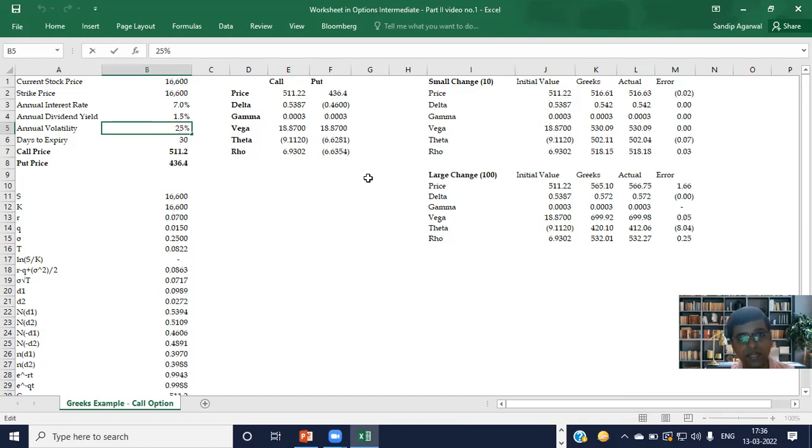So we move from 25% to 35%. But before that, we see that in case we are moving by 10%, then what would be the option price? It will become 511 plus the option price will change by 18.87 with every 1% move in the volatility. So in the current case, we are assuming a change in the volatility by 10%. So it will become 511.2 plus 18.87 into 10, which becomes 699.9.